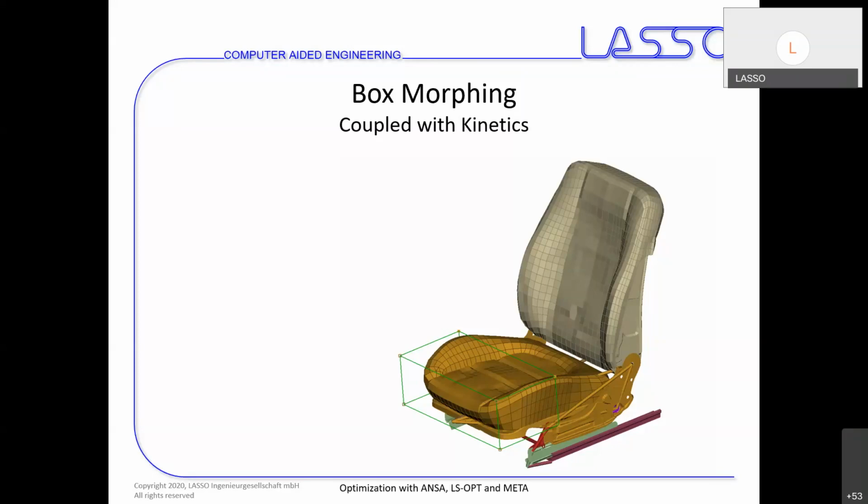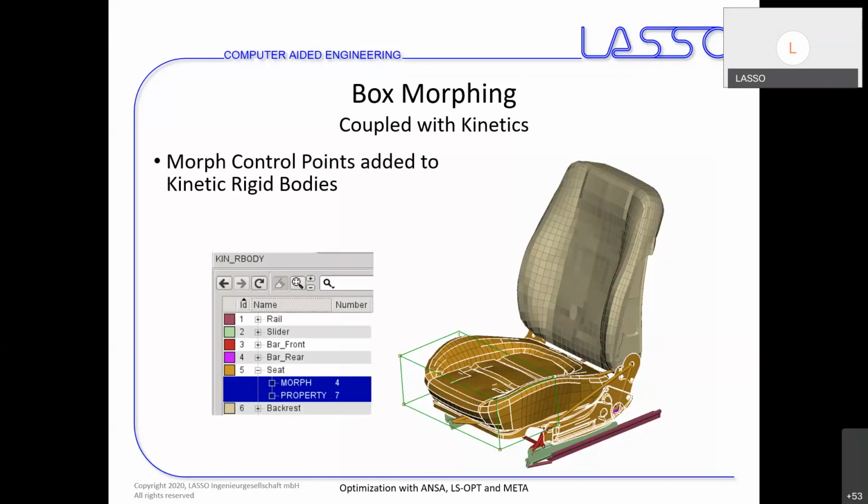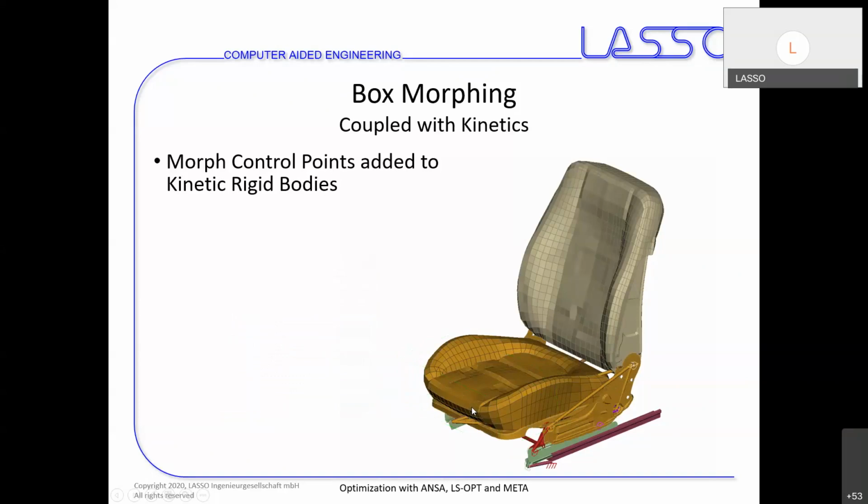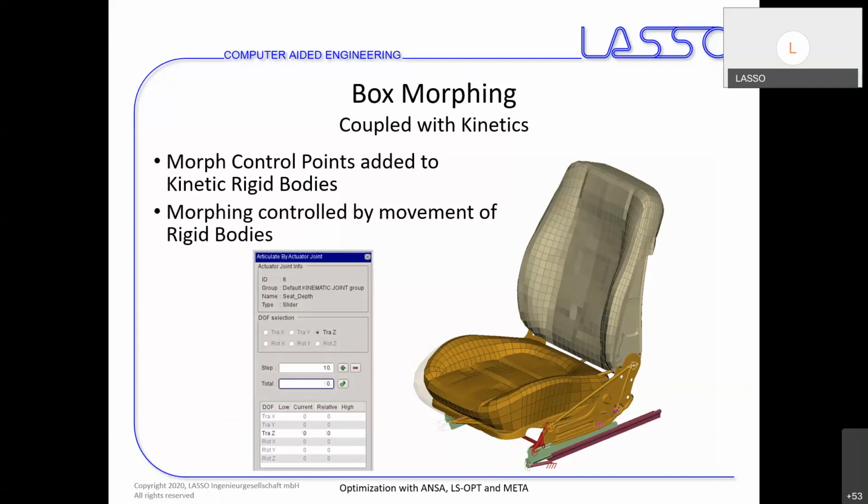And we can link this kinetics solver also with morphing. So for example, we can add morph control points of our boxes in kinetic bodies in order to morph, for example, here this foam by simply moving the bodies with the kinetics tool. So the morphing is controlled by the kinetics. But also the other way round is possible. You can include rigid bodies in morph boxes, and you morph and the position of the bodies changes, of course.